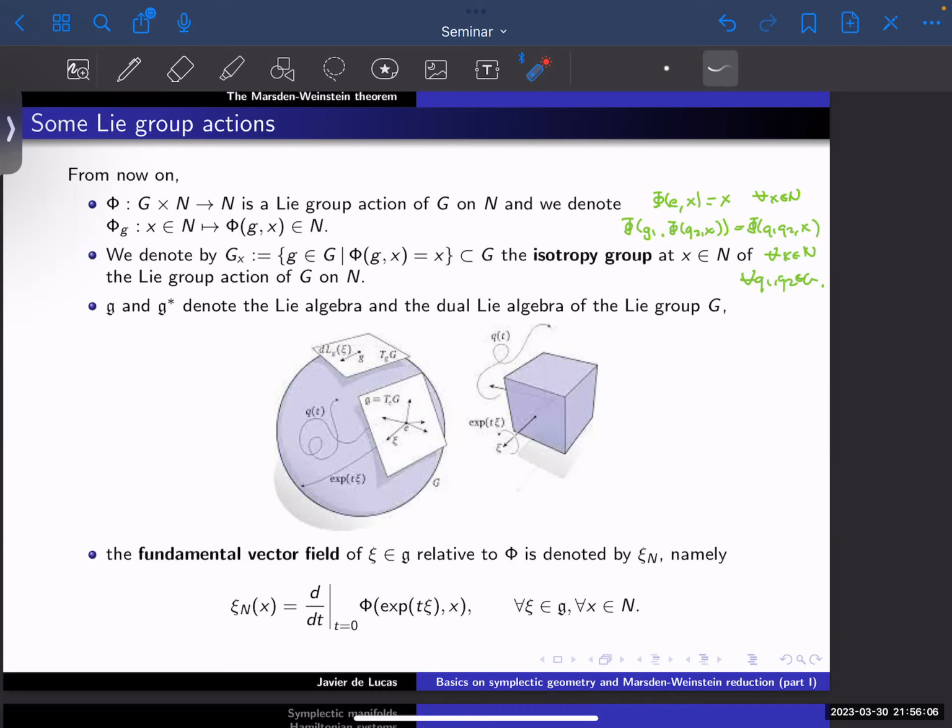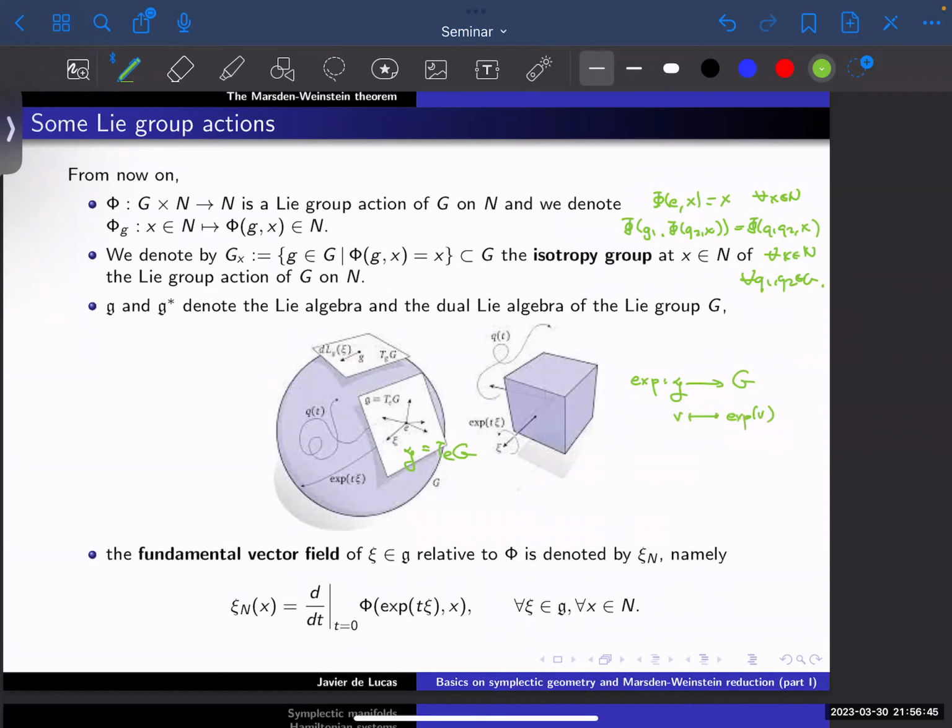Now, when you have a certain Lie group, you have the so-called Lie algebra and the dual Lie algebra. When you have a certain Lie group, you have the neutral element, and you have the tangent vectors at the neutral element, and this is called the Lie algebra of the Lie group. This is one of the important parts of the Lie group. And you have something called the exponential, that is something that goes from the Lie algebra to the Lie group. So for an element of the Lie algebra, you obtain an element of the Lie group.